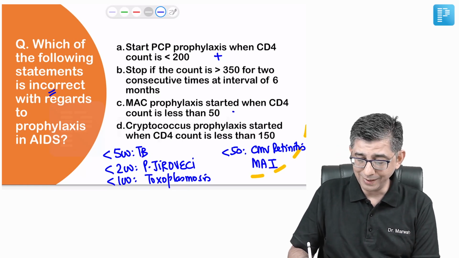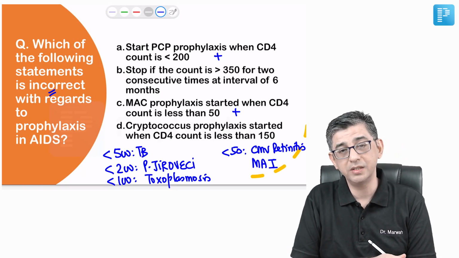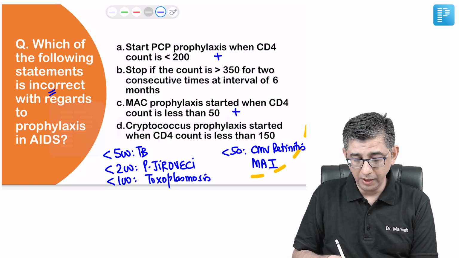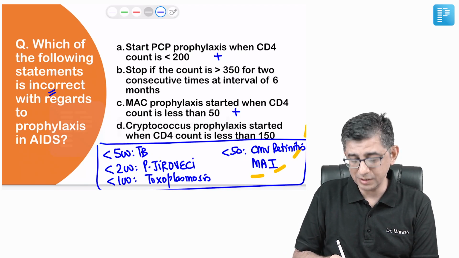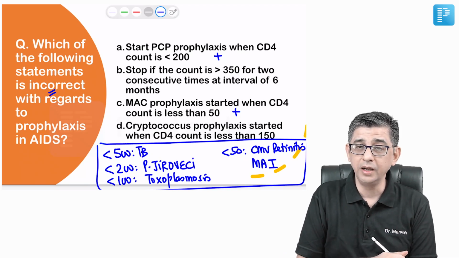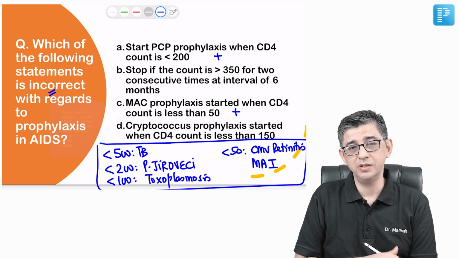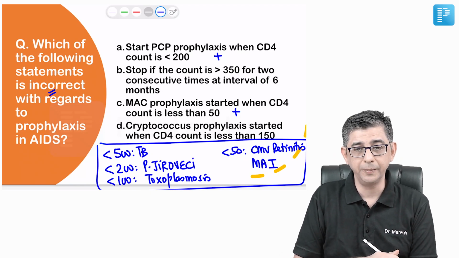So option A and C are looking like correct statements, because that's when we read the CD4 count decreasing in an AIDS positive patient. These are the common infections that we study, and if the values are lesser than this, then prophylaxis would be warranted.